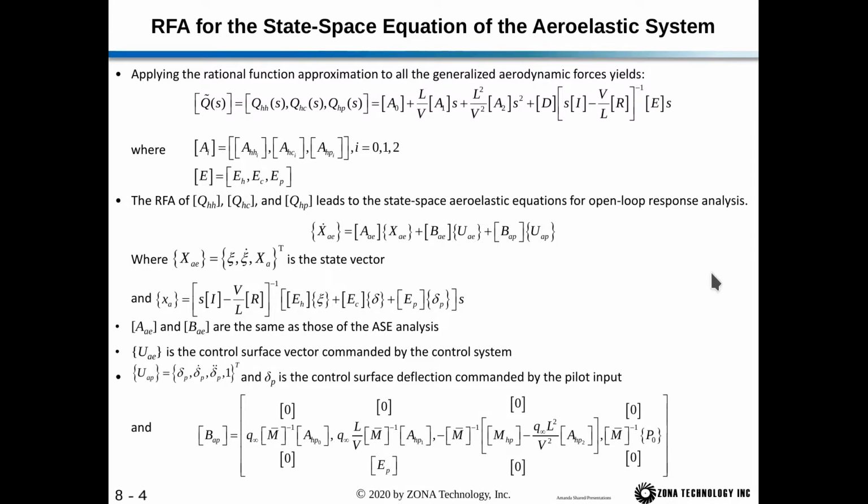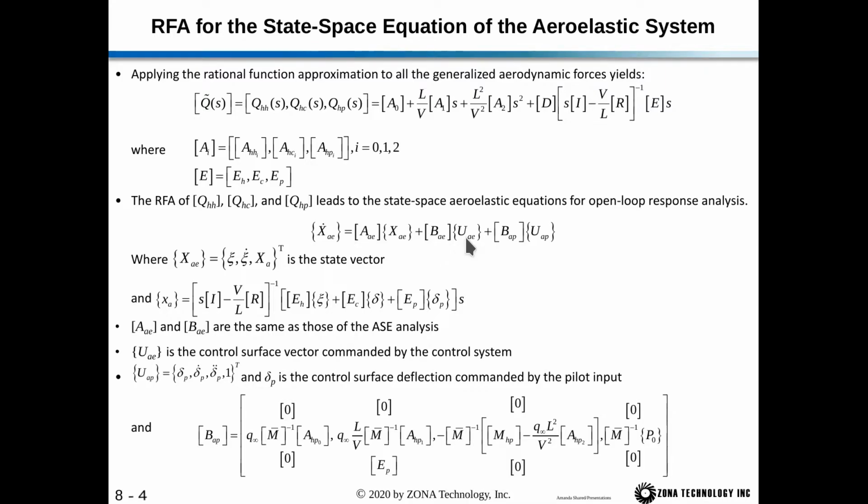Now the RFA of QHH, QHC, and QHP leads to the state space aeroelastic equations for the open loop response analysis given in this equation, where our XAE is made up of C, C dot, and XA. And XA are the lag states. XA, the lag states, are given here by this equation. Now the AAE and BAE are the same as those as the ASE analysis.